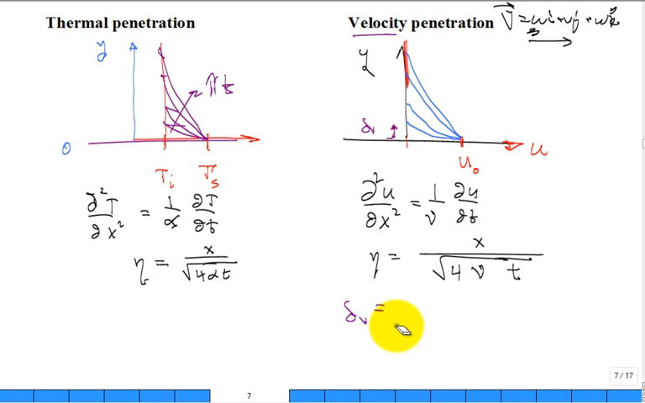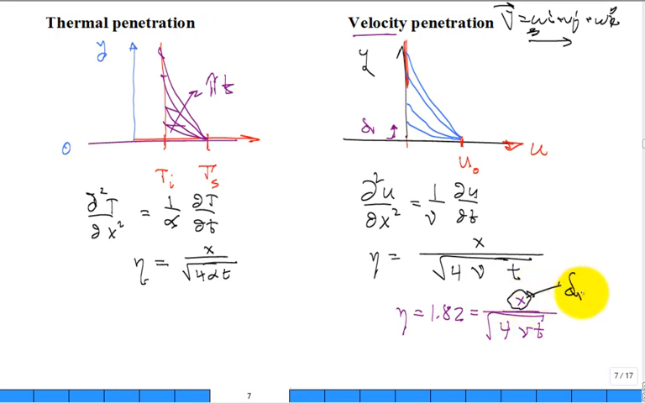And you'd say, oh, well, this is my penetration depth. It was eta penetration is 1.82. That's equal to x divided by the square root of 4 nu t. And so guess what? This penetration depth, delta v, is equal to 1.82. Sometimes we pull the 2 outside, square root of nu t. This 1.82 times 2 is 3.64 square root of nu t.